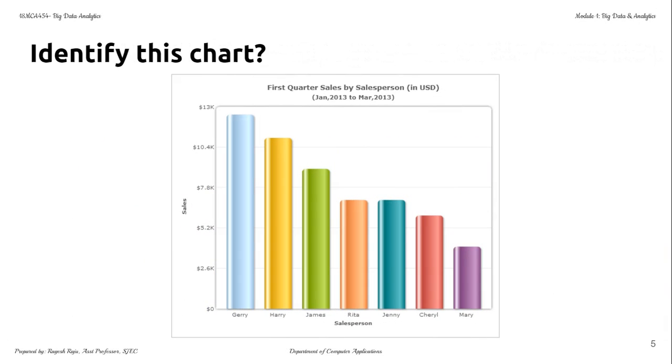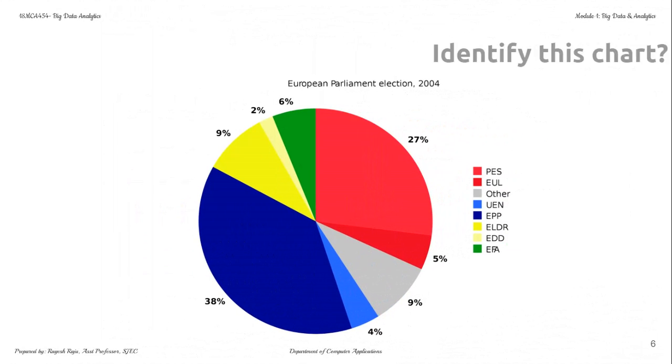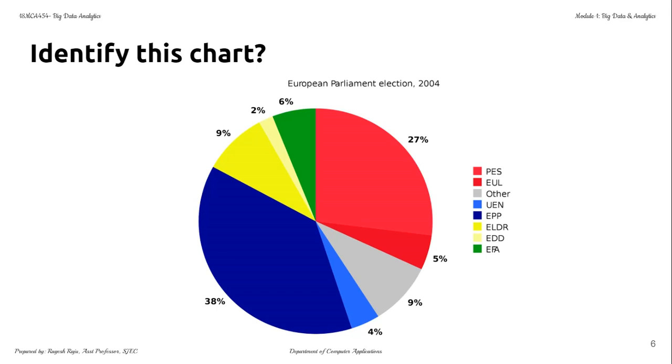The next one. As I mentioned, you don't have to interpret this data or tell that the value is higher here or lower there. You just have to identify which type of chart it is. The next one. You will be able to predict it properly.